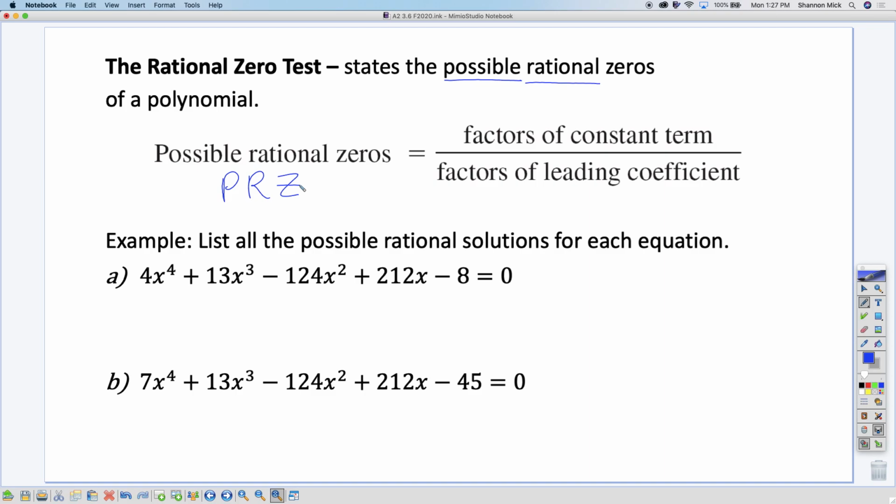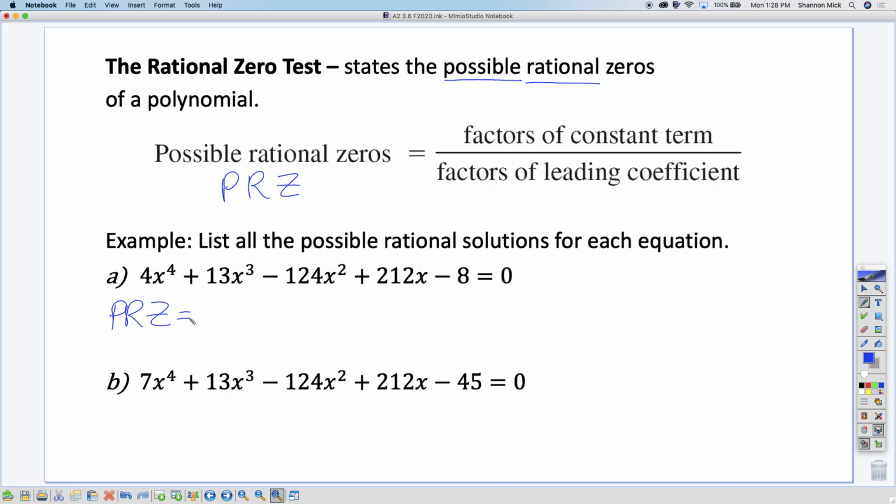So the PRZs for 4x to the 4th plus 13x cubed minus 124x squared plus 212x minus 8 are what? Possible rational zeros. So what is my constant?